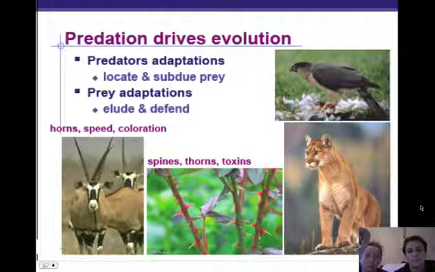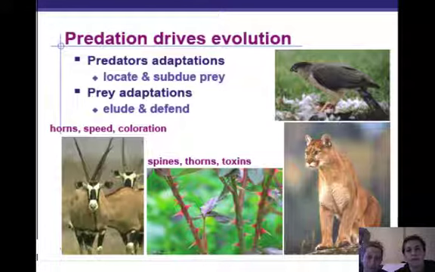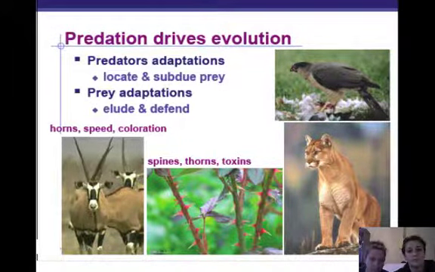All right, let's talk a little bit about predation. So predation drives evolution. How's that possible? How does that happen? Different predator adaptations are they locate and they subdue their prey, and then prey adaptations are they elude and they defend. These are all things that they learn to do in order to survive.